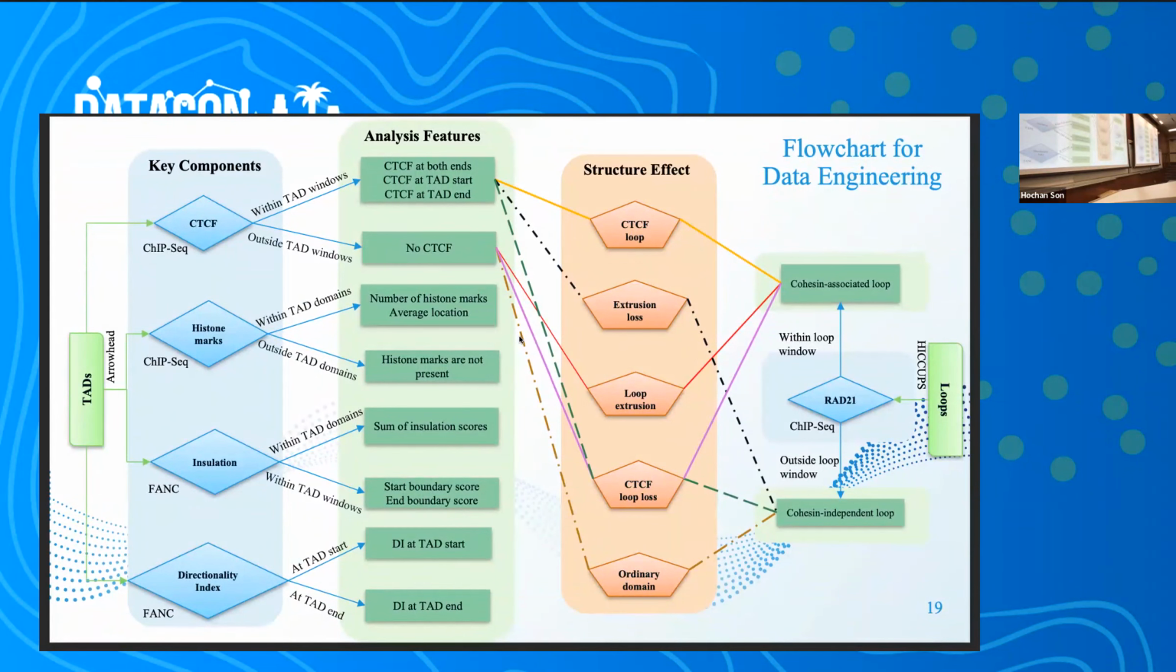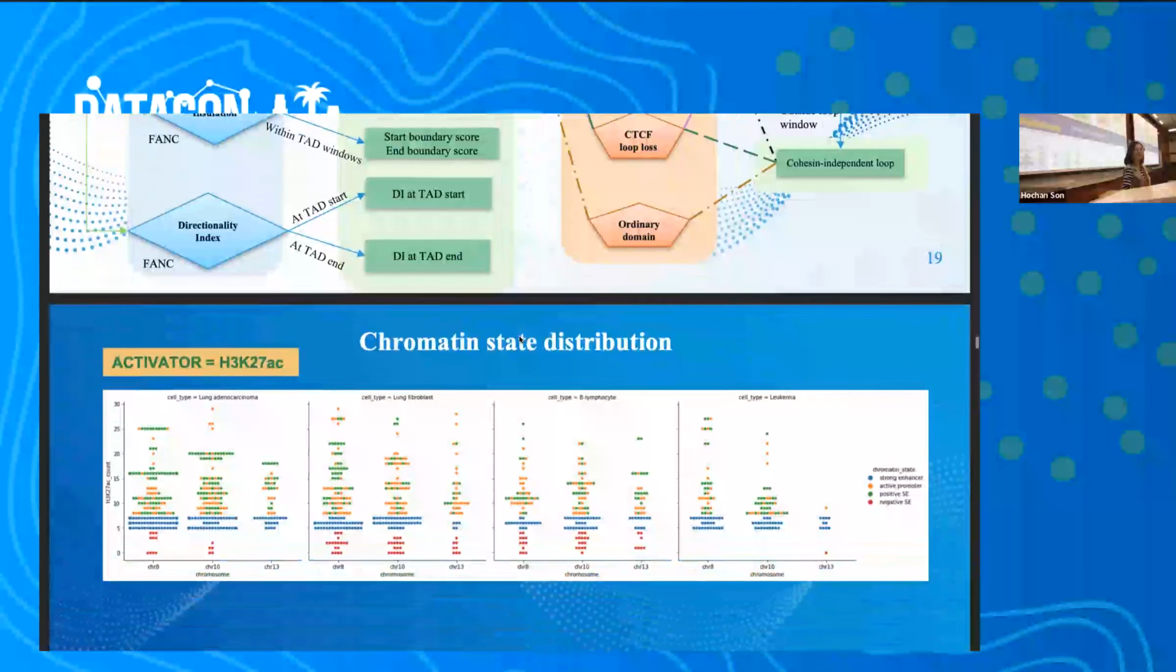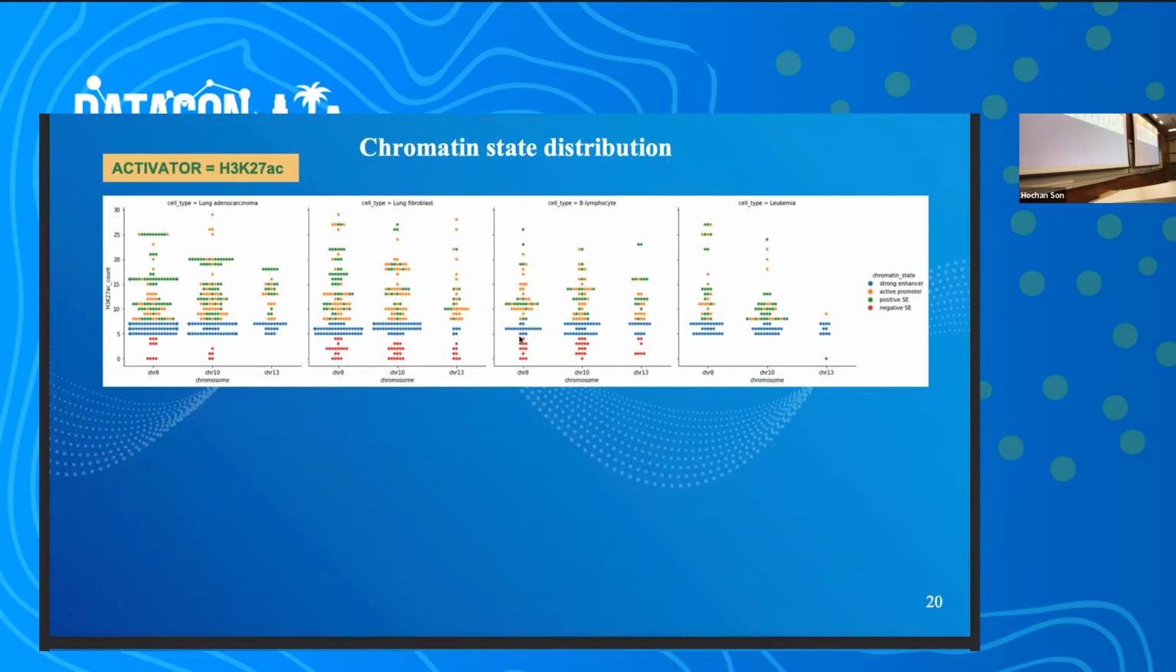Okay, so here is a flow chart to guide the feature building. I build different features and use all of this information to create a tabular data format. And here is some visualization based on those features. Using the features coming out of that flow chart, the data engineering, I try to visualize the relationship between the chromatin state distribution in the presence of activator.